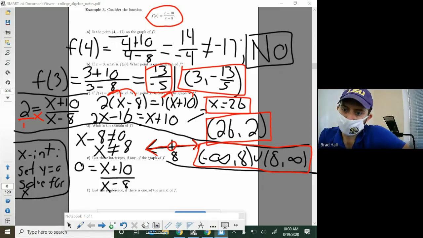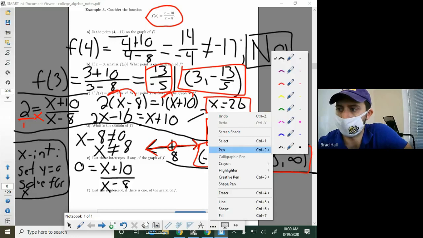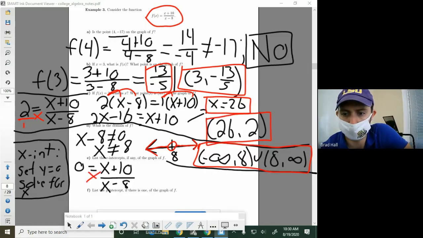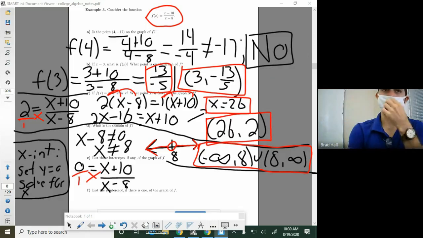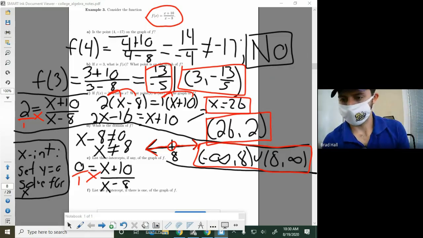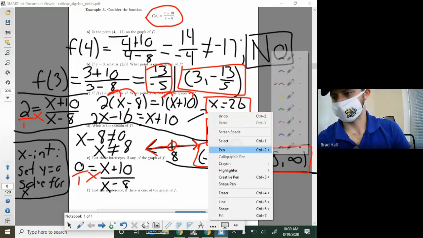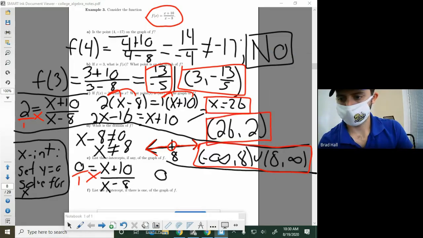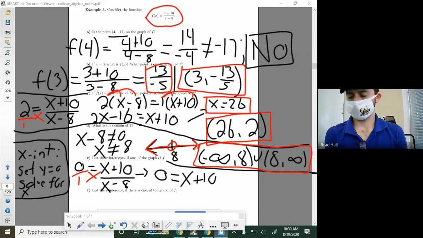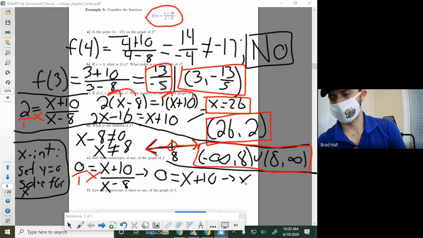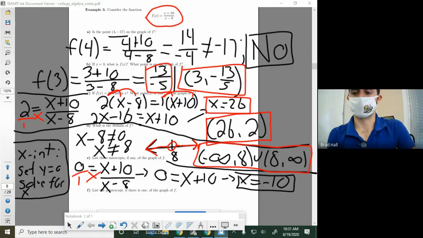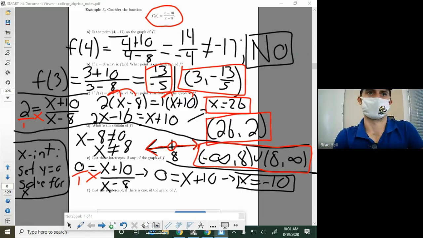When you cross multiply again, it actually works out nicely because you have 0 times x minus 8, which is just 0. And then 1 times x plus 10, which is x plus 10. So what that becomes is 0 is equal to x plus 10. And we can solve pretty quickly. And I don't think it asks for an ordered pair because it says list. Normally they'll just ask you to type in the integer or whatever the answer is.